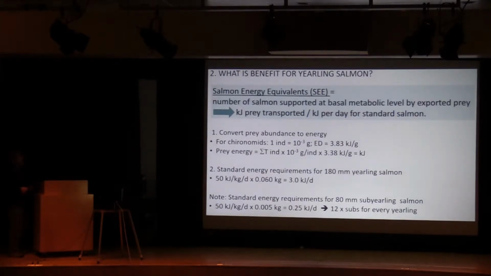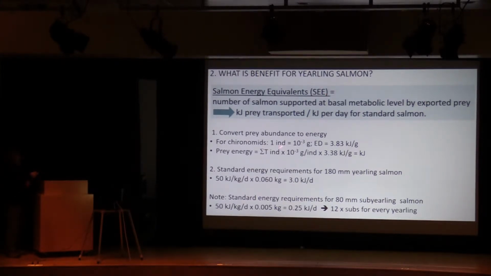Okay, so the next thing we want to do is say, all this stuff's coming out, how important is it for salmon? So we devised this metric we're calling the salmon energy equivalence, and basically what we're going to do is turn the amount of prey coming out into energy, kilojoules, and then divide that into the metabolism of the salmon. How much energy does a standard salmon need in a day? And that ratio will be the salmon energy equivalence.